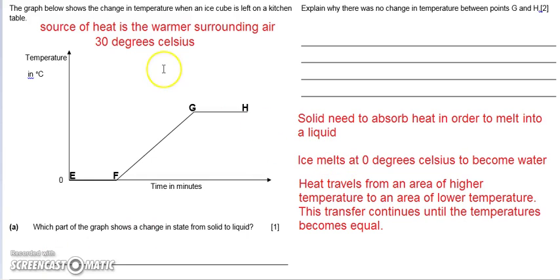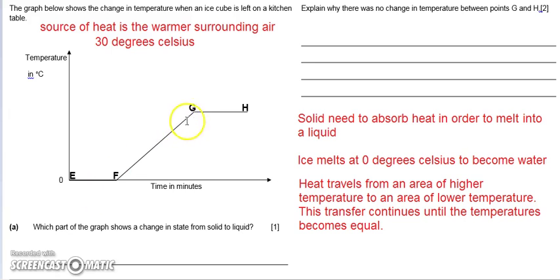Okay, so knowing all this, we can then try to answer the question. Which part of the graph shows a change in state from solid to liquid? The answer is between E and F. While it is melting, ice remains at 0 degrees. The water that has just been melted from the ice also remains at 0 degrees Celsius until the ice has completely melted. Then the temperature starts to increase.